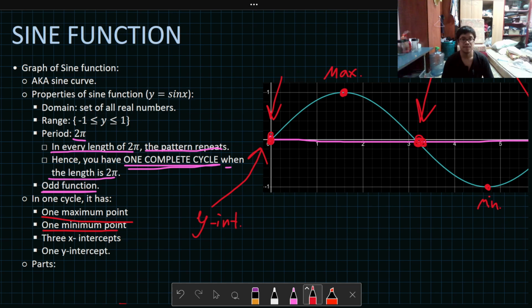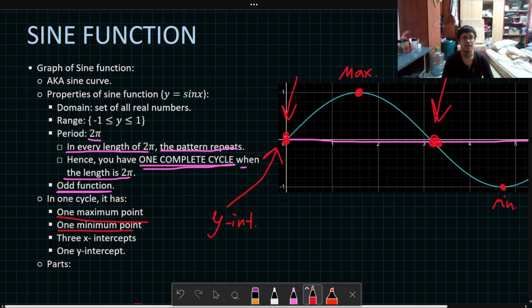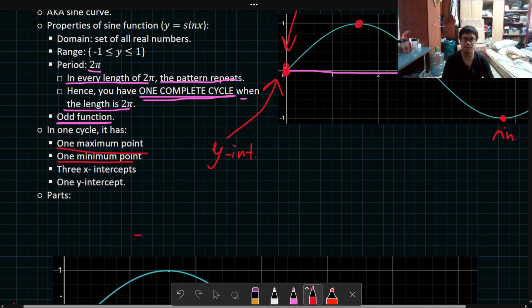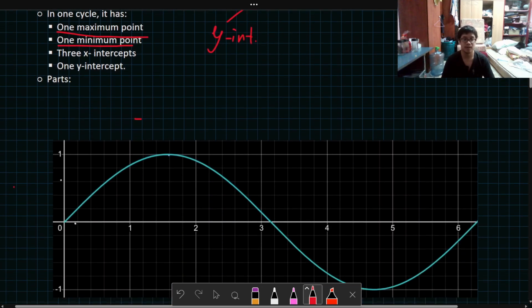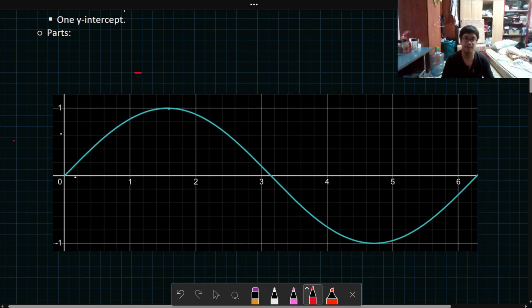All right. So that's it. Now let us know the parts of sine function. Actually, the one I mentioned here: the maximum point, minimum point, x-intercept. Yeah, these are also parts of the sine function, right? So let me recall them again.